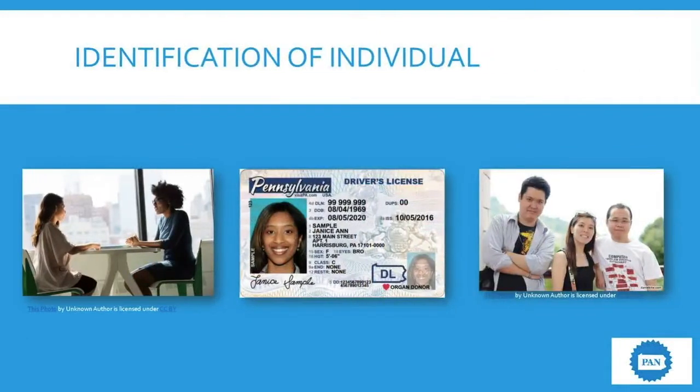Let's talk about identifying the individual. Once they are in front of you, there are 3 ways to identify them: personal knowledge, acceptable identification, and credible witness.